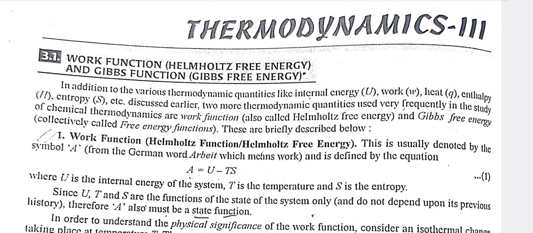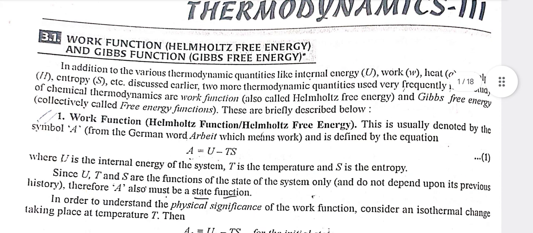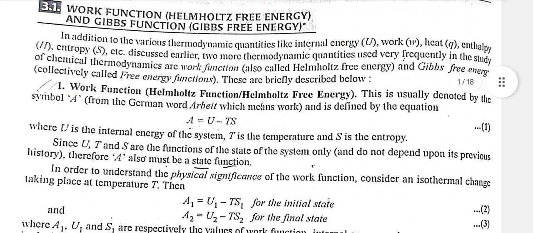Thermodynamics: work function and Gibbs function gives free energy. In addition to the various thermodynamic quantities like internal energy, work, heat, enthalpy, entropy, etc., discussed earlier, two more thermodynamic quantities used very frequently in the study of chemical thermodynamics are work function and Gibbs free energy. These are briefly described below. Work function.